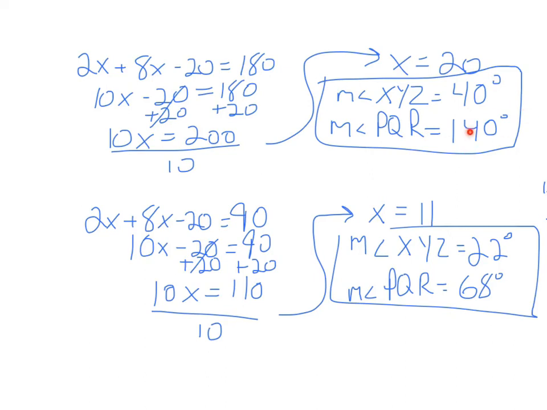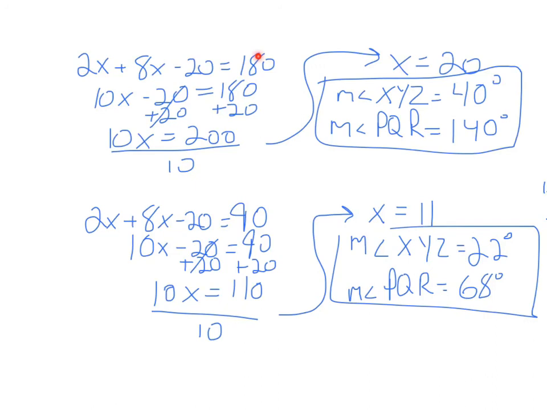And now when I look at my answers, I'm going to see, does that make sense? Well, one of them's 40, one of them's 140. If I add those together, I get 180. So it works. I found the two angles that would meet all of the requirements of being those expressions and being supplementary. Now I look at the next question.